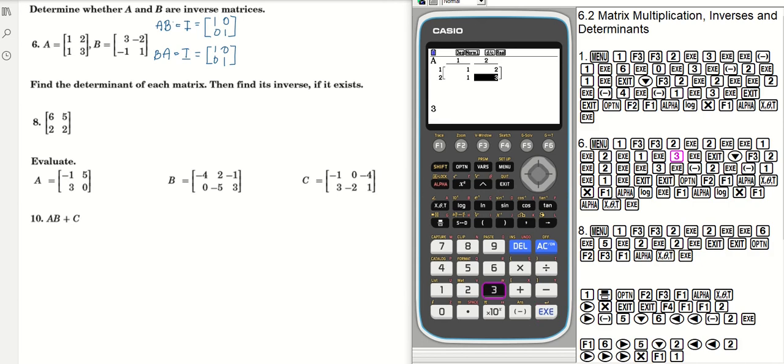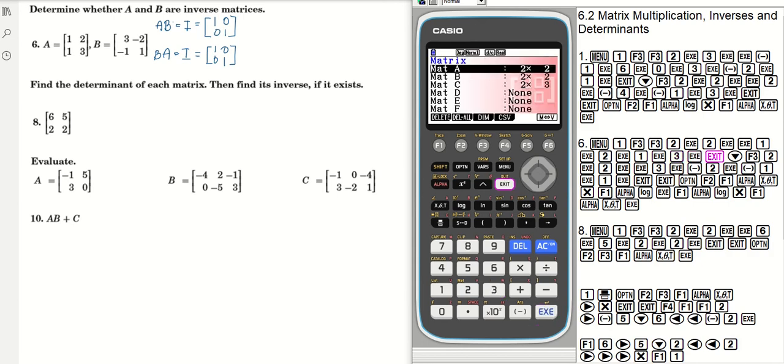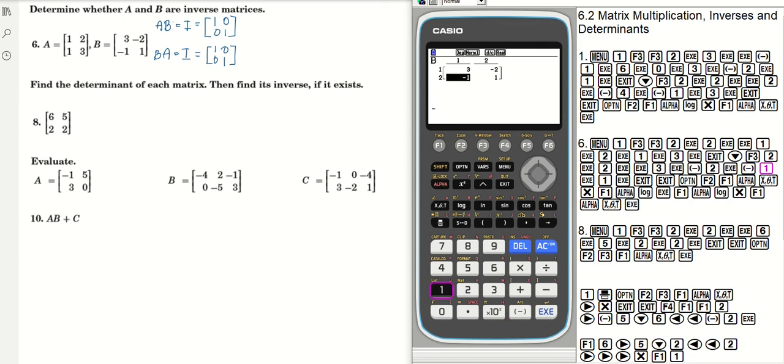Next, enter the matrix B, enter the dimension, which is 2 by 2. And then matrix B is 3, negative 2, negative 1, then 1. And then exit.